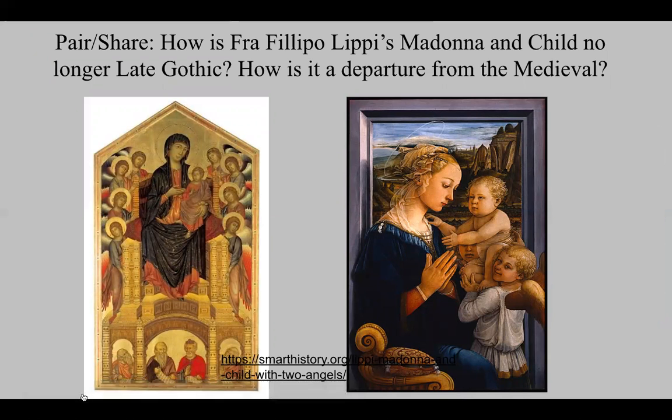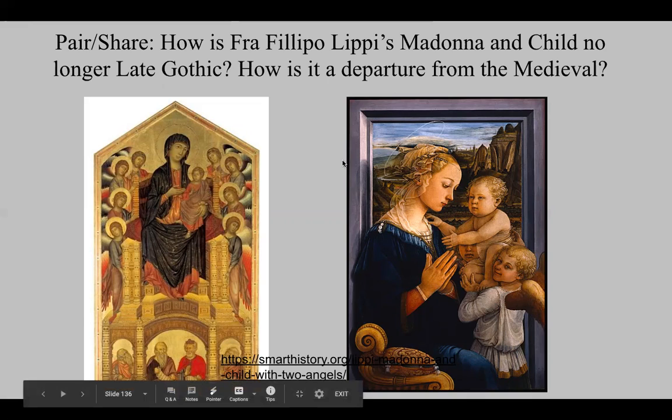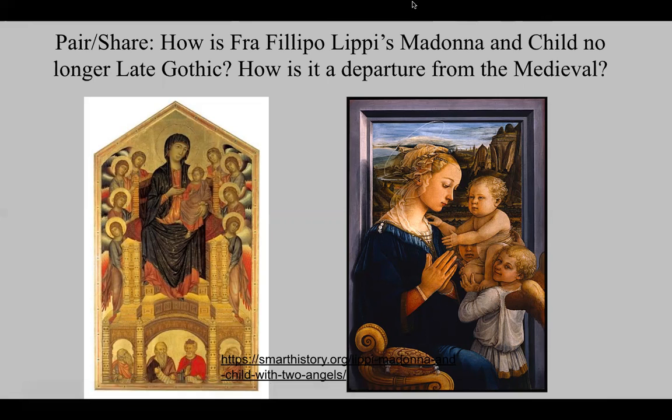So the next piece that we have is Fra Filippo Lippi's Madonna and Child. It's the image that we have on the right. How is this no longer Gothic? I put an example of Duccio's Madonna and Child on the left as a comparison for you. So go ahead and put in the chat, how is this a departure from the late Gothic? I'd like to get everyone to comment on this one.